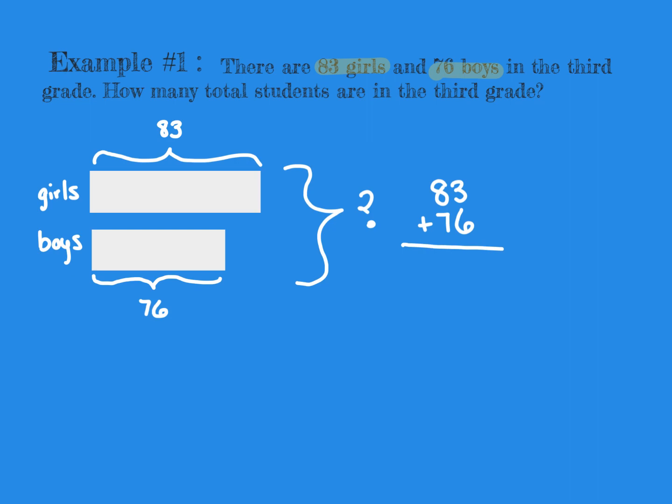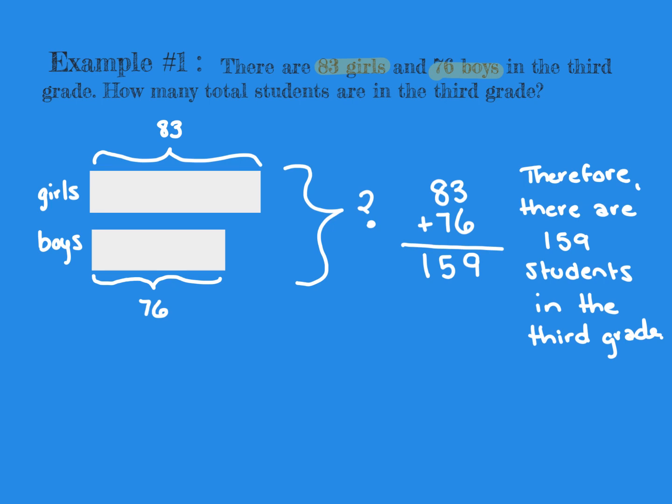First we do 6 plus 3, which is 9. And then we do 7 plus 8, which is 15. Therefore, there are 159 students in the third grade.